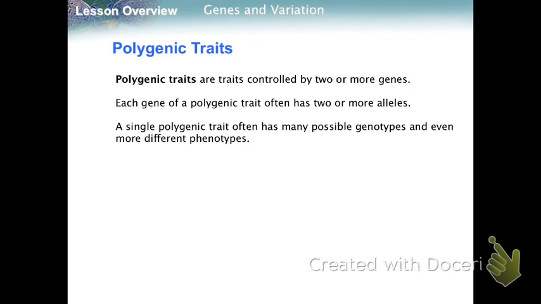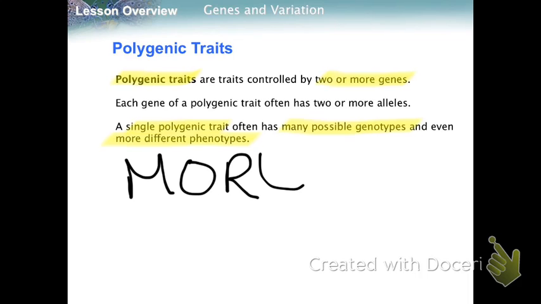Polygenic traits we've talked about before, controlled by 2 or more genes. Each gene has 2 or more alleles, so a single polygenic trait, like height or skin color, has many possible genotypes and even more different phenotypes. So polygenic traits have more variety than single gene traits. Important to keep in mind.